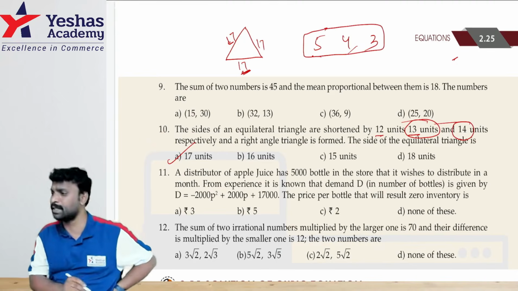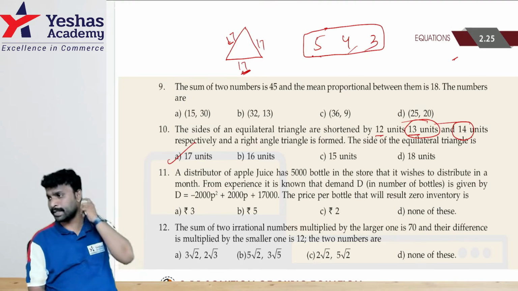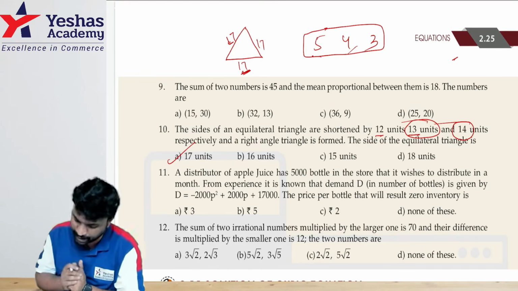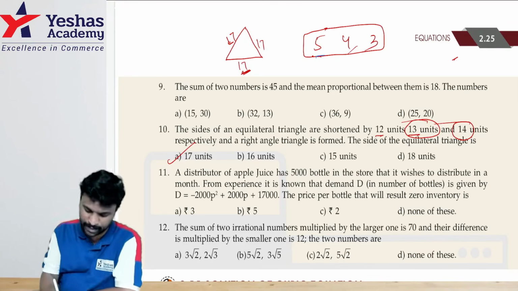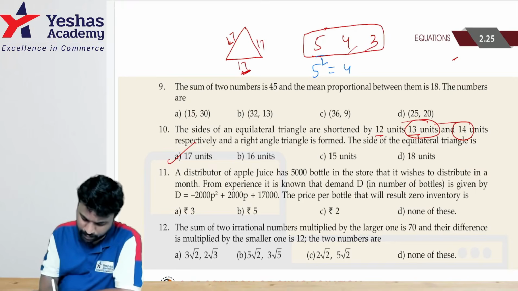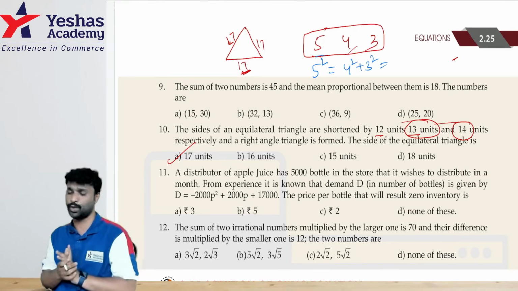Are these the sides of a right angle triangle? To confirm, the square of the hypotenuse is equal to the sum of the squares of the other two sides. Which one is the hypotenuse? Definitely the largest side is the hypotenuse. That means 5 square must be equal to 4 square plus 3 square. What is 4 square? 16. 3 square is 9.